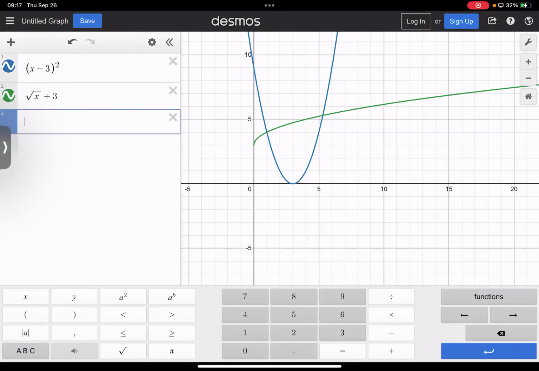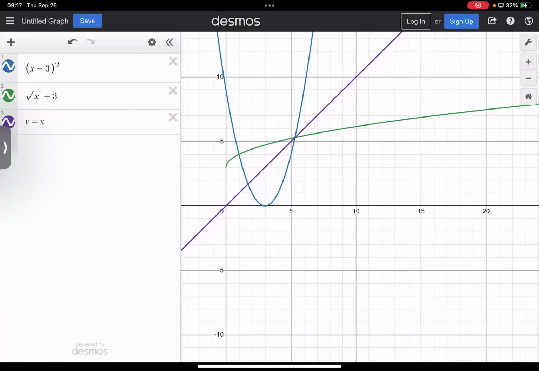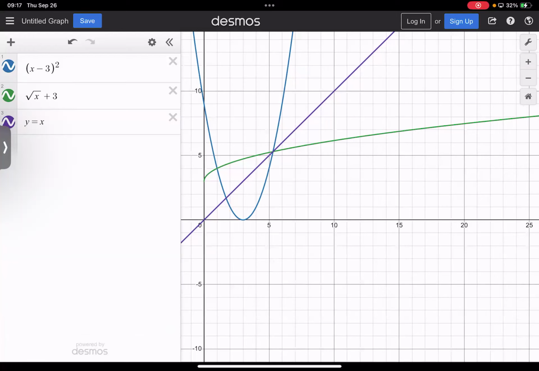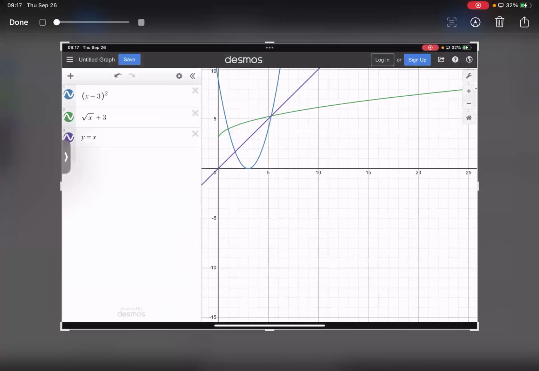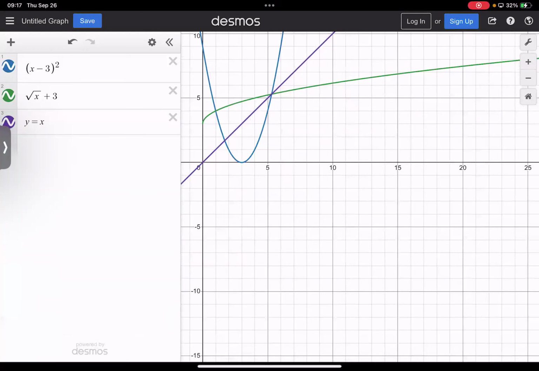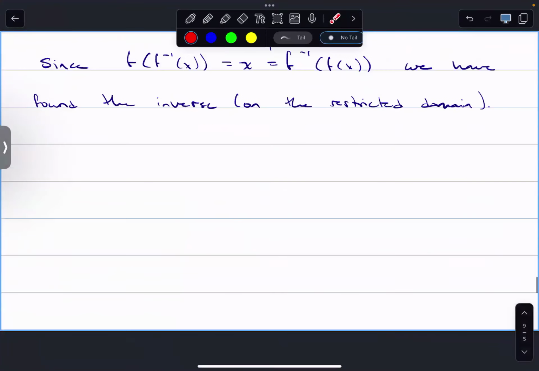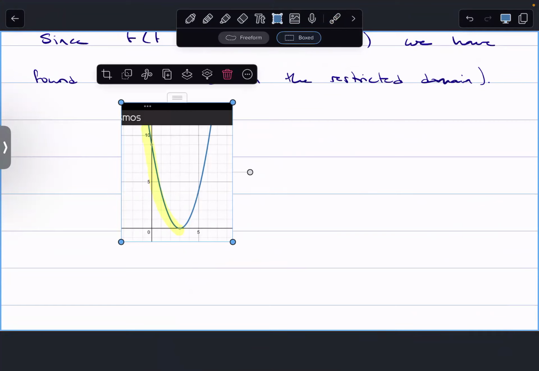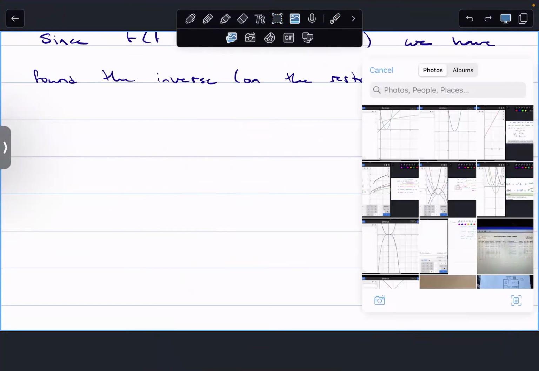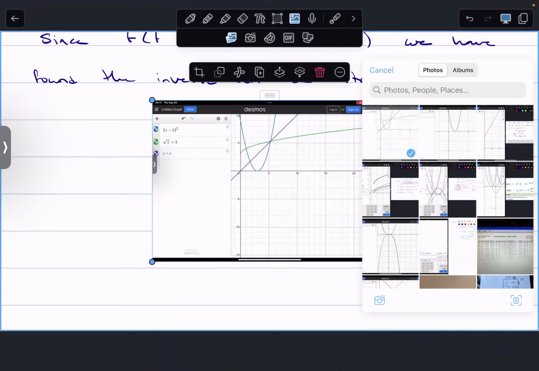What I'm going to do is I'm also going to draw y equals x, so a diagonal line where y equals x, or x equals y, right? And there's a method to my madness here. I'll take a screenshot. Because as a rule, the graph of the inverse is going to be a reflection around that diagonal line. That's kind of cool.